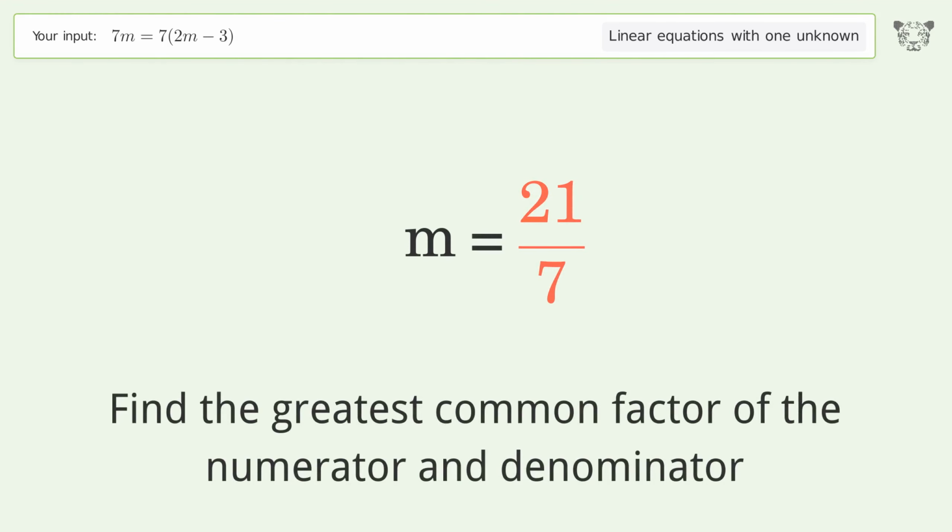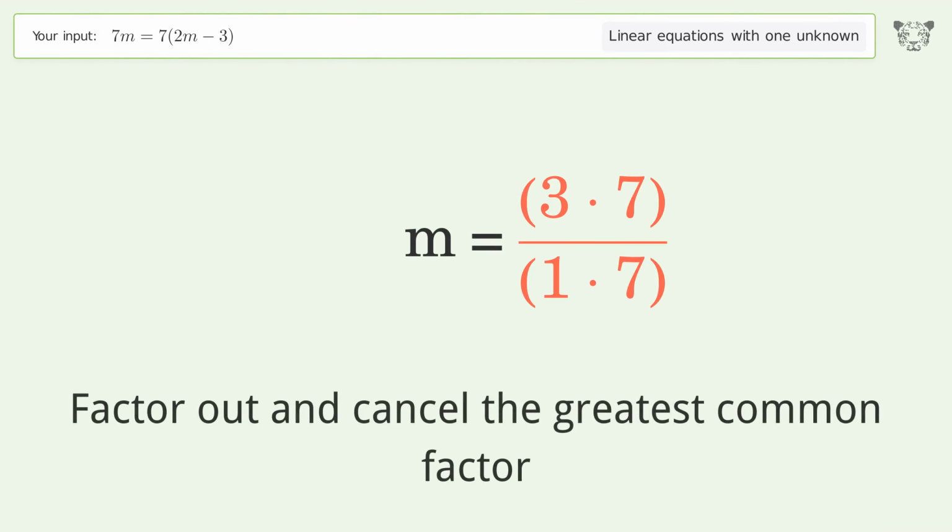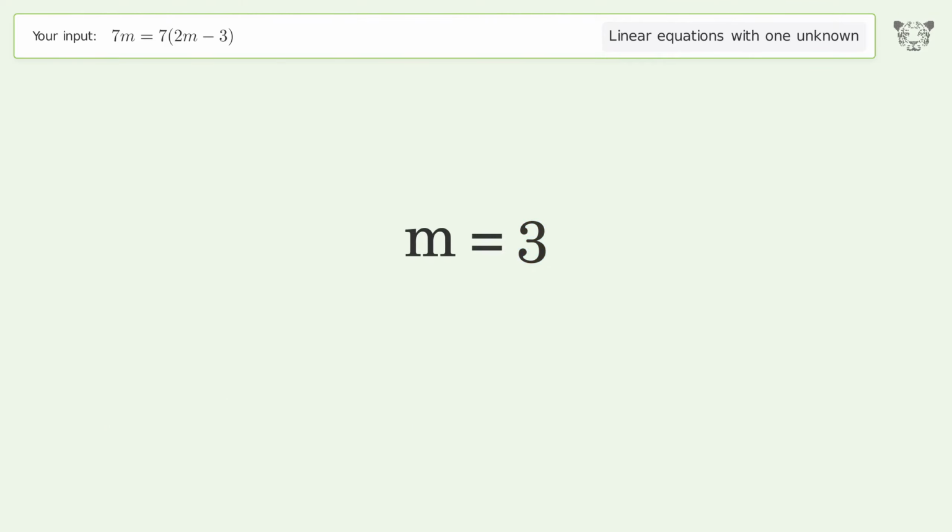Find the greatest common factor of the numerator and denominator. Factor out and cancel the greatest common factor. And so the final result is m equals 3.